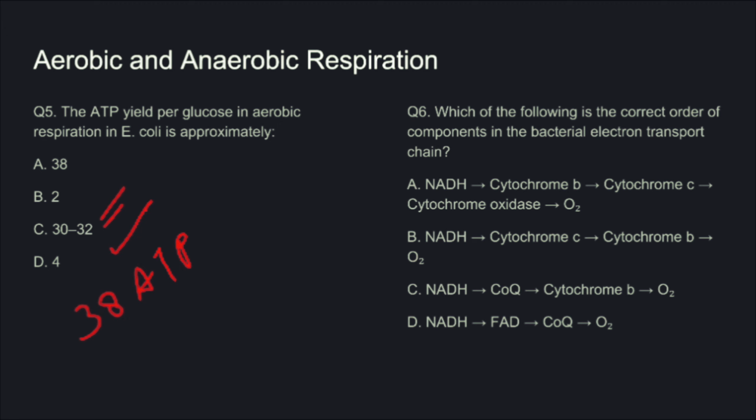Question number 6. Which of the following is correct order of components in the bacterial electron chain? Options are A NADH, cytochrome B, cytochrome C, cytochrome oxidase to oxygen. B में NADH, cytochrome C, cytochrome B, oxygen. C NADH, coenzyme Q, cytochrome B and oxygen. D में NADH, FAD, coenzyme Q and oxygen. So correct answer is option A.